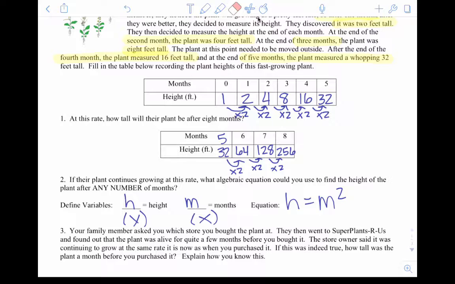If you're still struggling with this, instead of having it as h equals m squared, switch those numbers around and make it h equals 2 to the m. So we have h equals 2 to the m.